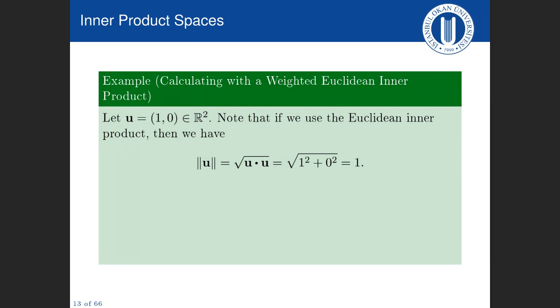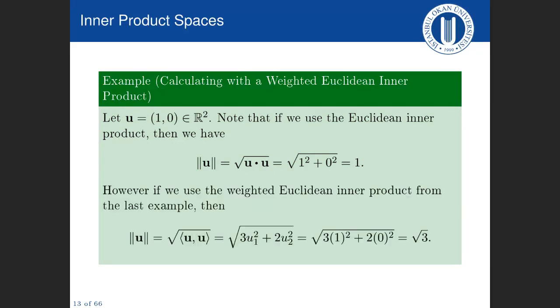We can do some calculations with weighted Euclidean inner products. Let u be the vector (1, 0) in R2. If we use the Euclidean inner product, then the norm of u is 1, so u is a unit vector. But if we use the weighted Euclidean inner product from the last example, then the norm of u is the square root of 3. So if we use the weighted Euclidean inner product, then u is not a unit vector.